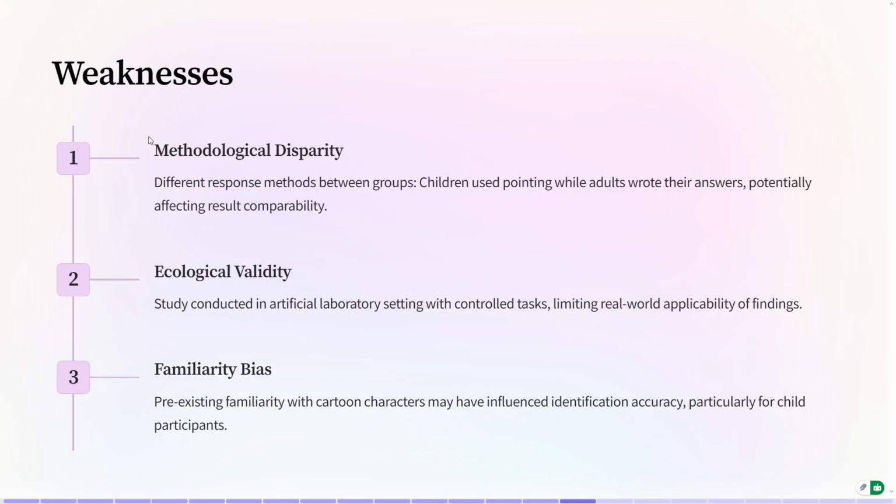Weakness: methodological disparity, with different response methods between groups. Children used pointing while adults used answers themselves. That could potentially affect result comparability, because they did not go through the exact same procedure. Ecological validity: that is not a real life situation. It was in a laboratory, so it limits its applicability to real world situations. Familiarity bias: pre-existing familiarity with cartoon characters may have influenced identification accuracy, particularly for children. Children might be more familiar with Dora and Diego compared to adults, which might have influenced their ability to answer more accurately.